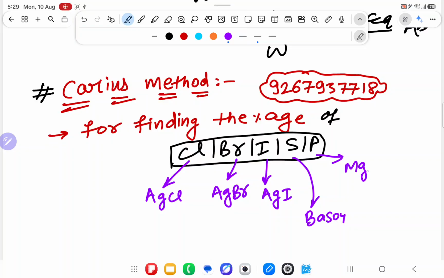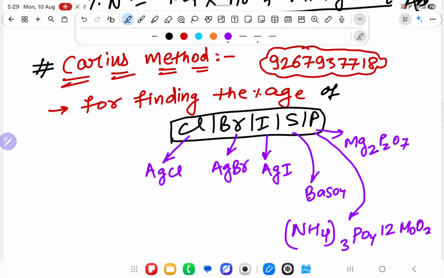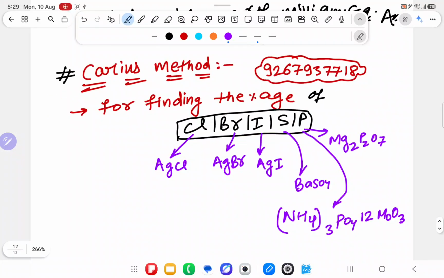Either Mg2P2O7, or in the case of phosphorus, you will get ammonium phosphomolybdate. Another thing coming, I am writing, just wait, don't panic: (NH4)3PO4·12MoO3. Those who have seen qualitative analysis already know about this. Okay, now understood the point.